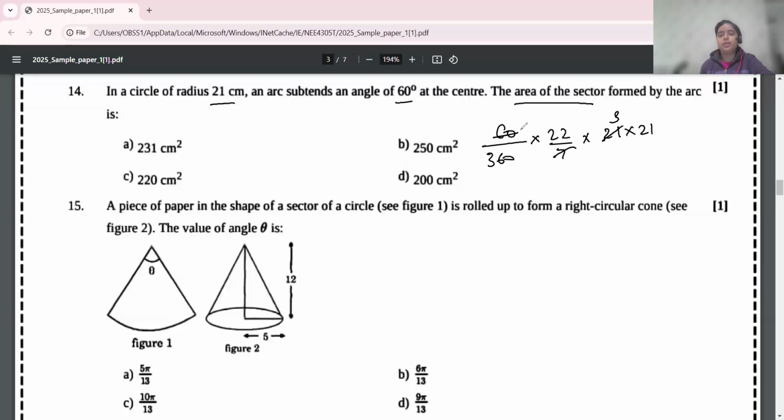Cancelling out, we get 21 times 11, which is 231. Option number A. Moving to the next question.